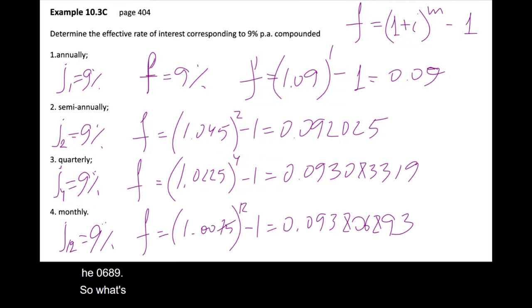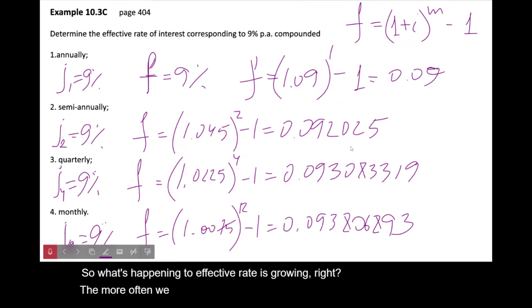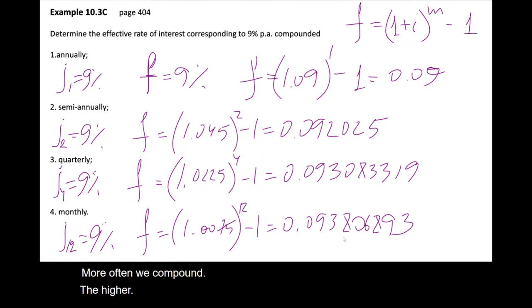So what's happening to the effective rate? It's growing, right? The more often we compound, the higher the effective rate needed to achieve the same result. So this again proves that with the same nominal rate, the more compounding periods we have, the higher the interest that will be generated. Compare your results with mine. Ask me questions if you have any.